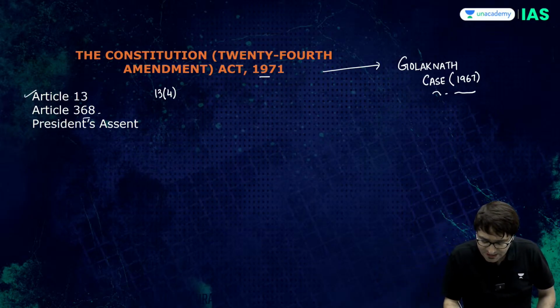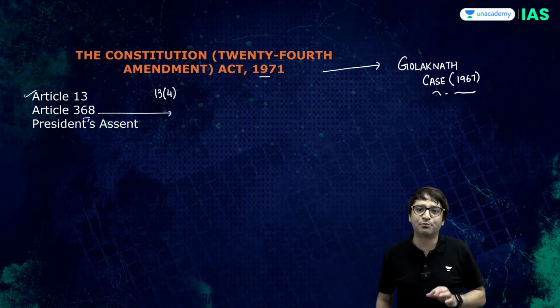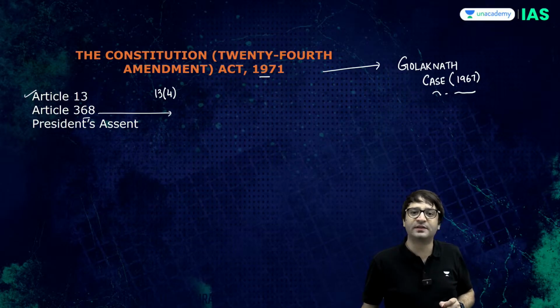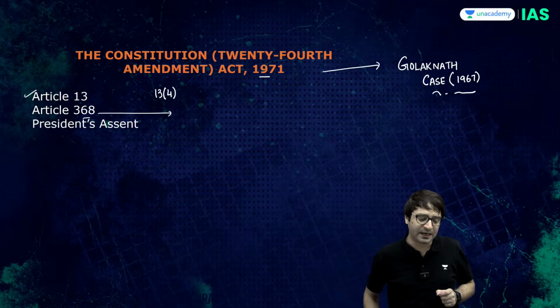And Article 368, the title was talking about procedure for amendment. Even this title was changed because of this amendment. It said, power of the Parliament to amend the Constitution and the procedure therefor. And another significant change was made.